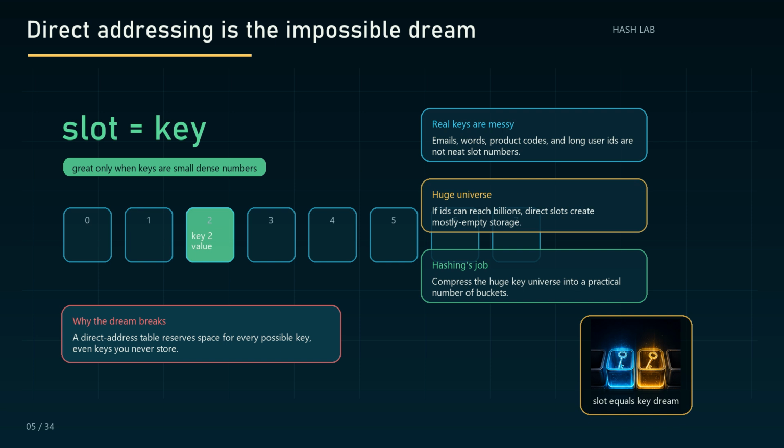The fastest dream is direct addressing. If key 42 exists, put its value in slot 42. Lookup is immediate. But real keys can be huge, sparse, or messy. User IDs may reach billions. Words are strings. Emails are not small slot numbers. A direct address table can waste enormous space.